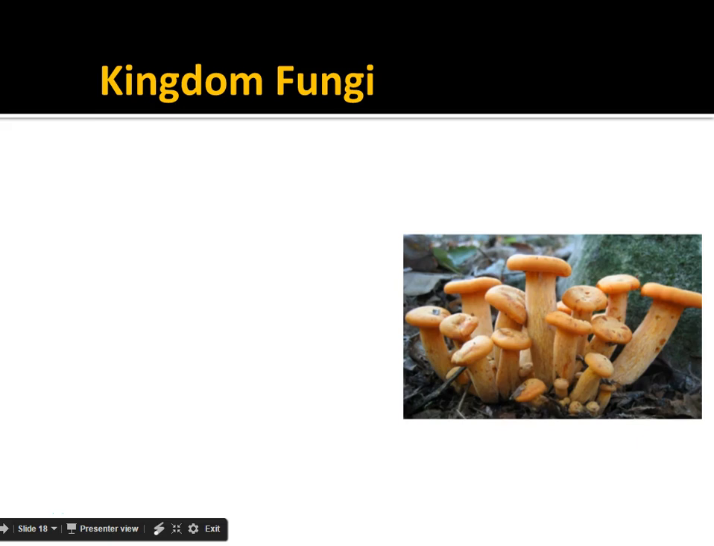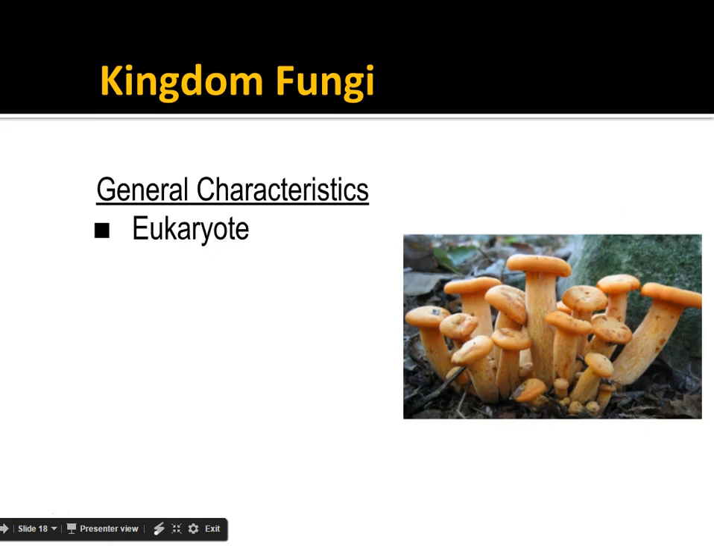This focus is going to be on the kingdom fungi, and today we're going to cover general characteristics. We're going to take a look at how they're able to obtain nutrients and how this group of organisms is able to reproduce. So as we begin, just some general characteristics about the fungi kingdom.